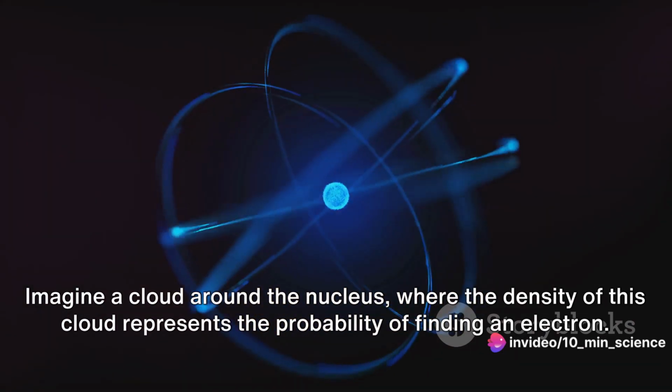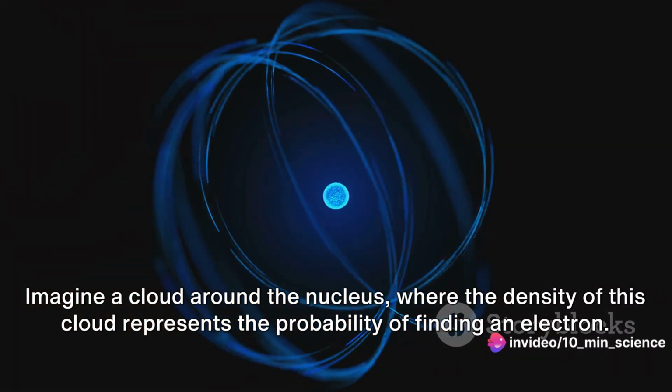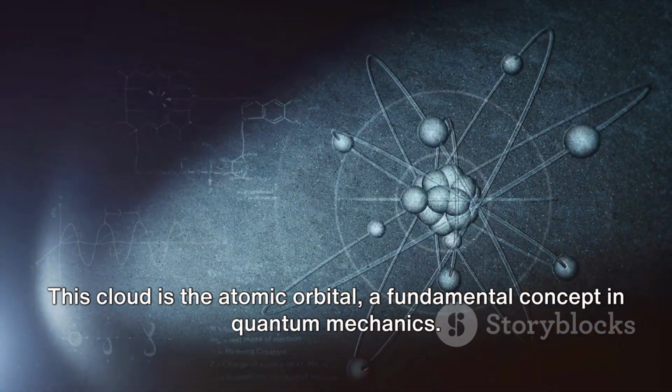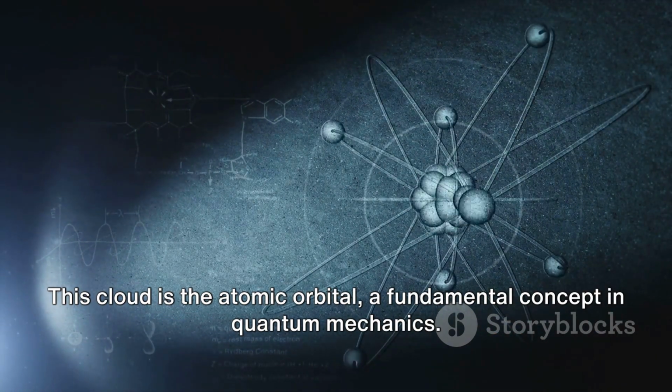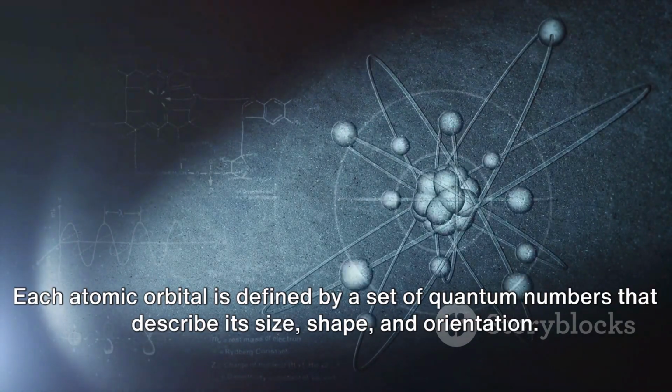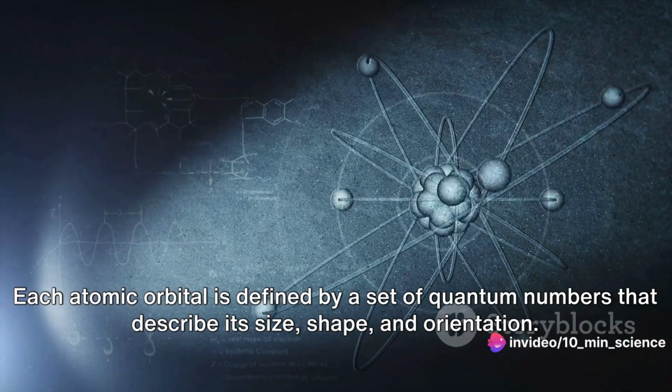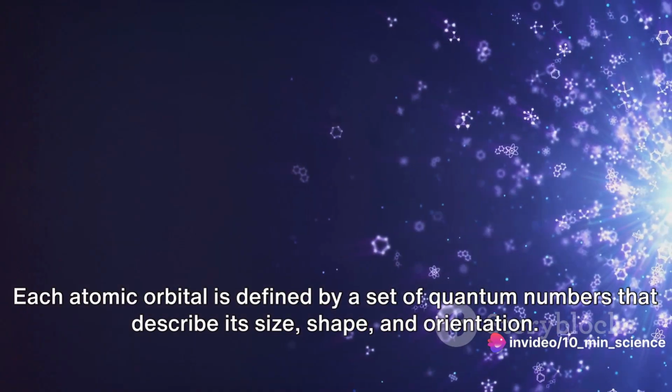Imagine a cloud around the nucleus, where the density of this cloud represents the probability of finding an electron. This cloud is the atomic orbital, a fundamental concept in quantum mechanics. Each atomic orbital is defined by a set of quantum numbers that describe its size, shape, and orientation.